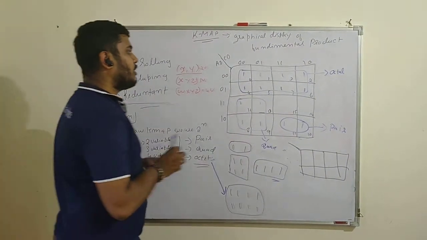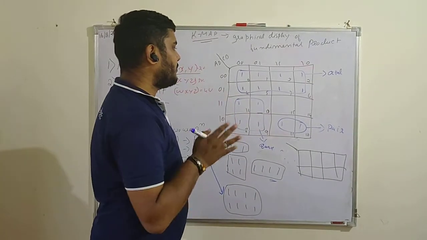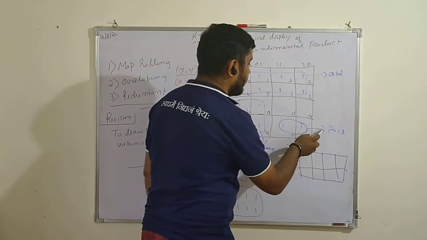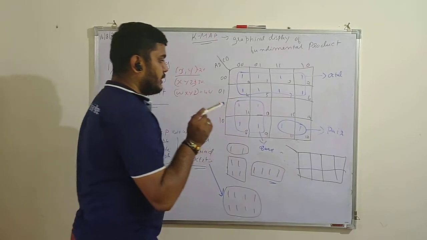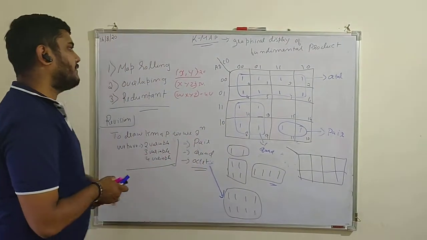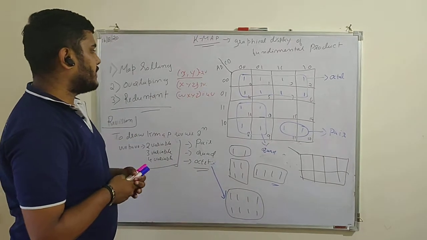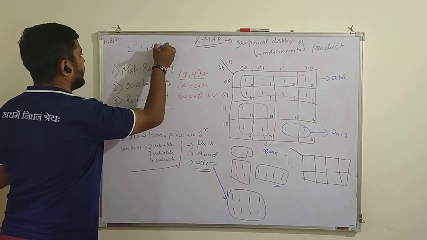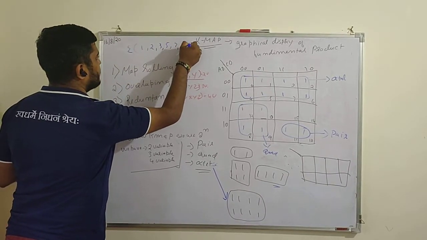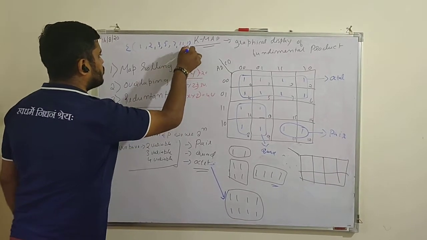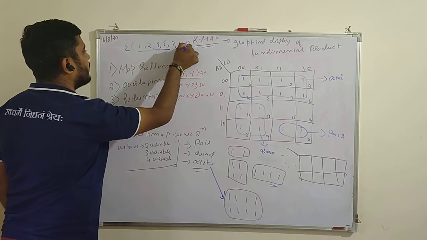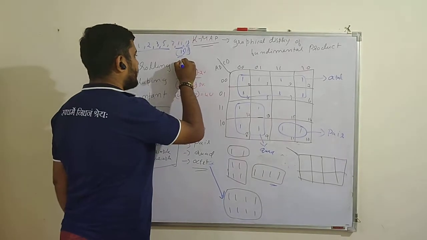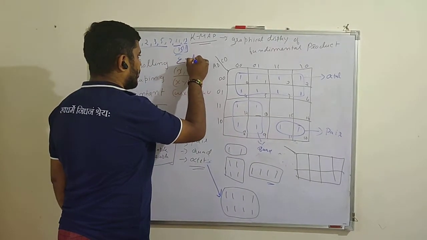First, always check for octet. If there is no octet, then look for a quad. If there is no quad either, only then map for a pair. Clear? This is the first step before starting the mapping. They provide some numbers like sigma of 1, 2, 3, 5, 7, 11, 13 and 15. If they give it like this, you should number those particular values in the particular placeholders. After numbering the placeholders, if you are working for SOP, it will be in sigma, so your output will be 1.